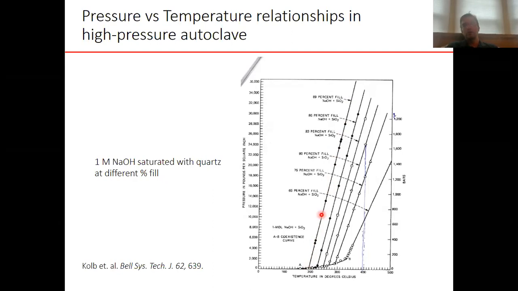Inside of the autoclave, you see that the temperature at which that steep increase happens depends on the fill rate. At very high fill rates like 89%, this steep increase happens already at temperatures close to 200 degrees Celsius. At 65% fill rate, for instance, that steep increase only happens above 300 degrees Celsius.